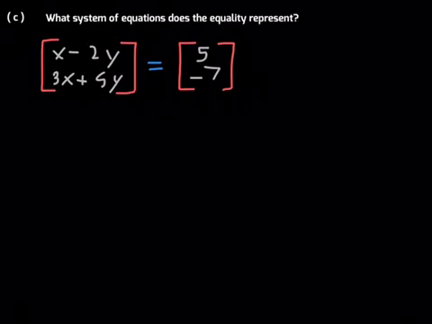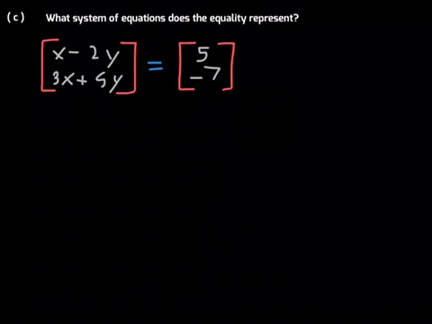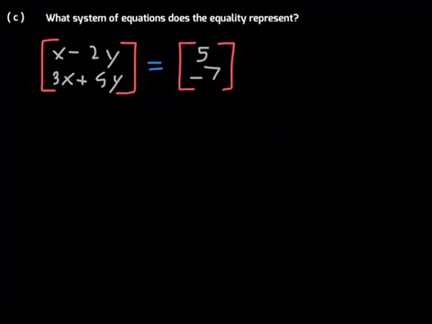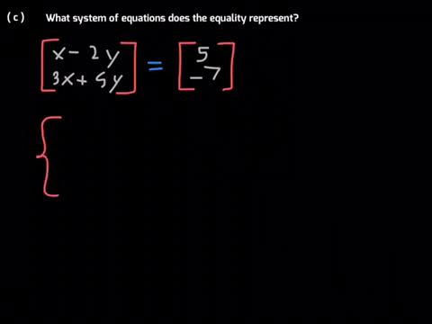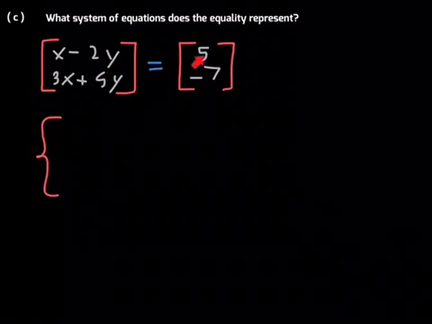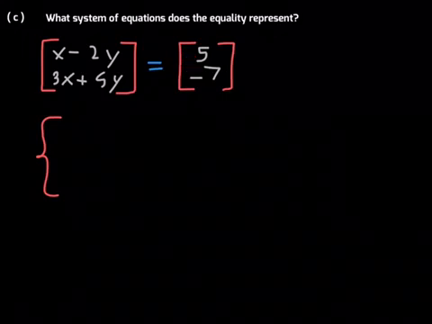All right, what system of equations does this equality represent? So what they want us to do is rewrite this equality but use a system of equations instead. So a system, we always use a brace like this, right? And the first equation within the system will correspond to this entire first row. So you'll have x minus 2y must be equal to 5. Now you know that has to be true because these two matrices are equal.